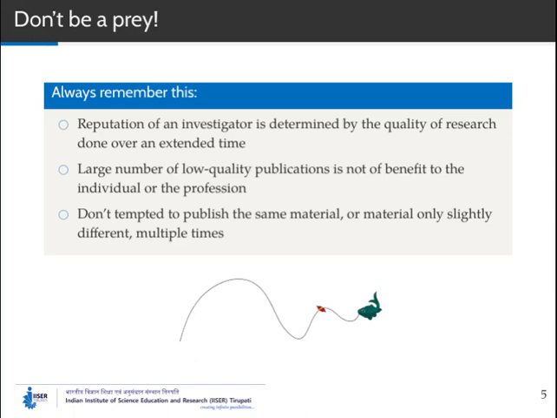Also, the timeline of a researcher is very important. Depending upon the quality of the publications over time, one's reputation will be determined. Of course, the sum of publications is about quality as well as quantity. We need a significant number of publications, but a large number of low-quality publications will give rise to a negative image.